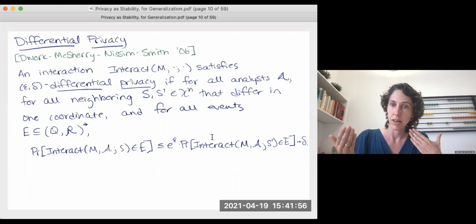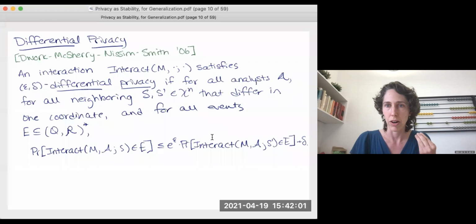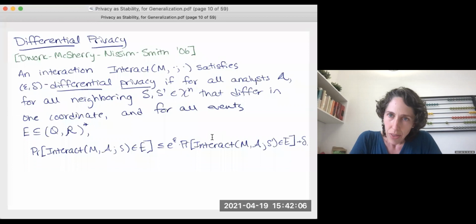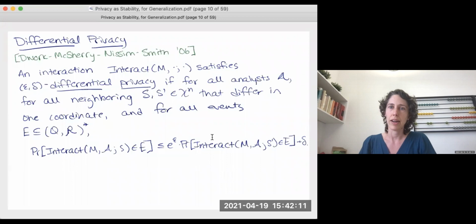So if you haven't seen this notion before, let's take a little bit of time to sort of interpret it in various ways and digest it and why it might be interesting or useful to us. So again, this is a restriction on the behavior of this interaction. And it says that the results of this interaction should be nearly the same when we make a small change in the input data. And this notion of nearly the same has these two parameters. One's an epsilon, one's a delta.